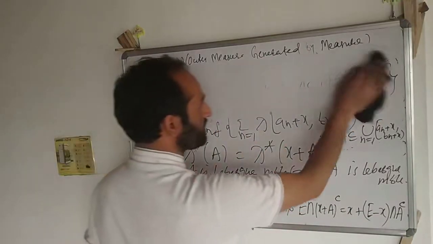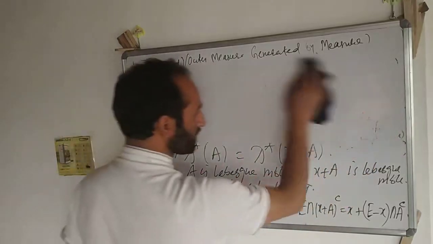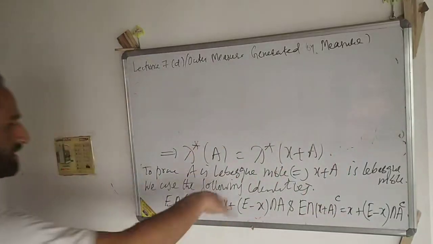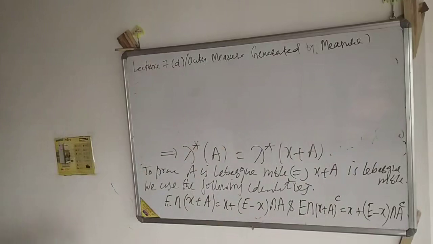You can easily verify these two identities because they are all sets. You have to prove the set inclusion actually. That's very simple.